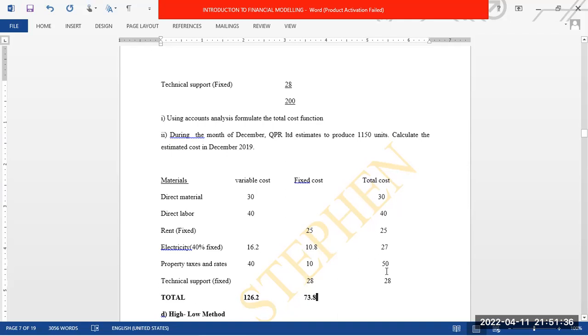That is okay. So the total cost here should sum up to a total of 200, which is here. If they don't sum up to 200, there is an error. So you take 30 plus 40, 70 plus 25, that is 95, plus 27 gives 122, plus 50 gives 172, plus 28 gives 200. So here you're supposed to have a total of 200.